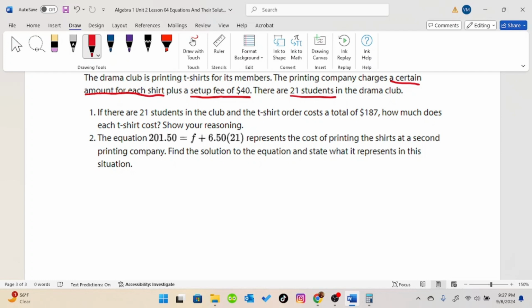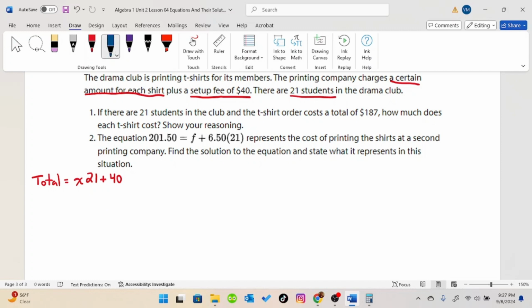So what we're looking at is the total equaling some amount. So we'll say X times 21 students plus the $40 setup fee.